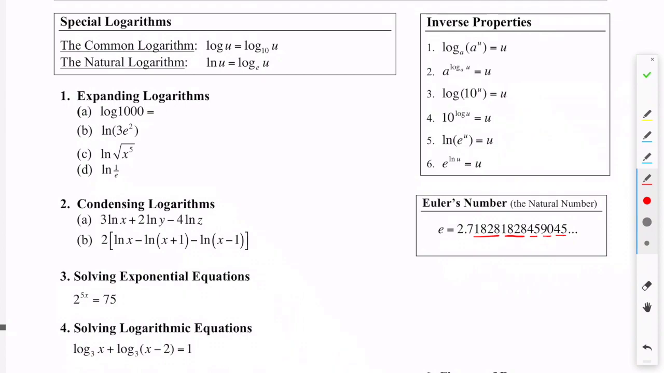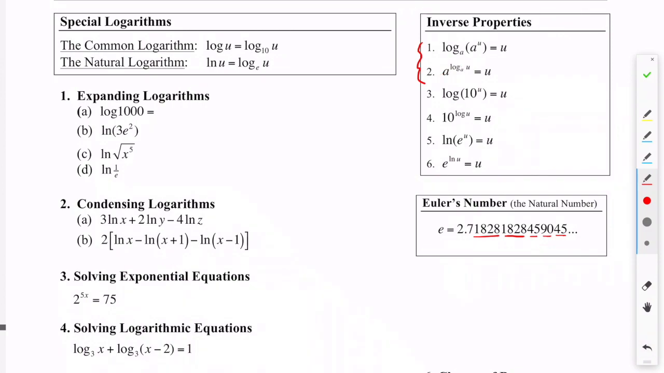All right, and the last thing I'm going to look at are these. There's really only 2 inverse properties here, and that's if we have a log with a base of a to the something power. In this case, I called it u. These sort of cancel out, and this should just equal u. And a similar one here is if we have a raised to the log base a power, those cancel out, and we just get u for that as well.